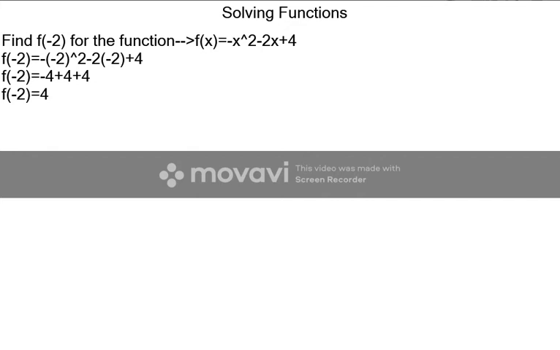So this is an easy way to understand it. It's basically like dissecting the function, substituting your values and finding the constant value. So that's the way you know that f of negative 2 equals 4, right?